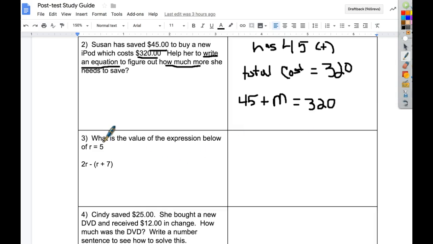Now, let's look at 3. What is the value of the expression below if R equals 5? What is the value of this expression? So pause the video here, take 1 minute, write down what you need to do, the important things you need to remember when you see an example like this. Ready? Go.